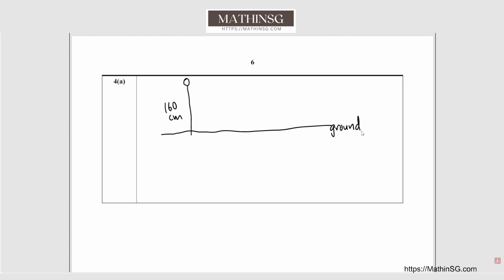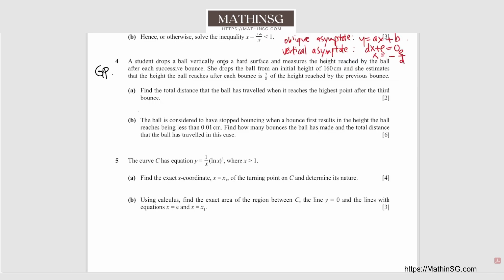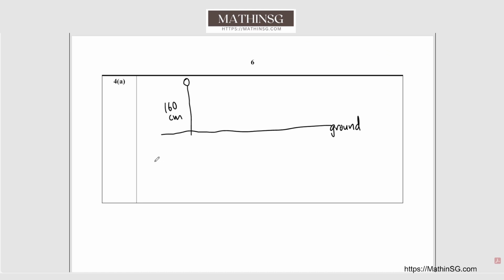Okay, so now that I know it's 160 cm over the ground, next it will bounce. After each bounce, the height is 7 over 8 of the previous height reached. So after bounce 1, let me call it bounce 1, it will go up again and then come down, right? And this is 7 over 8 times 160 cm.